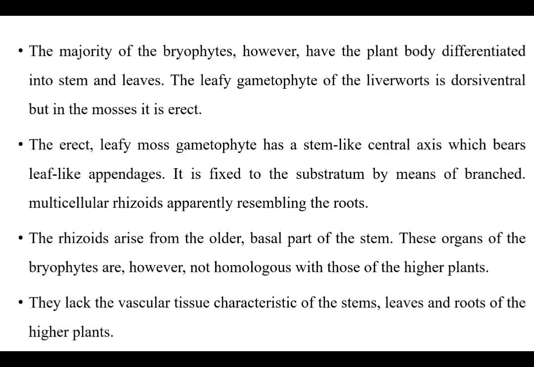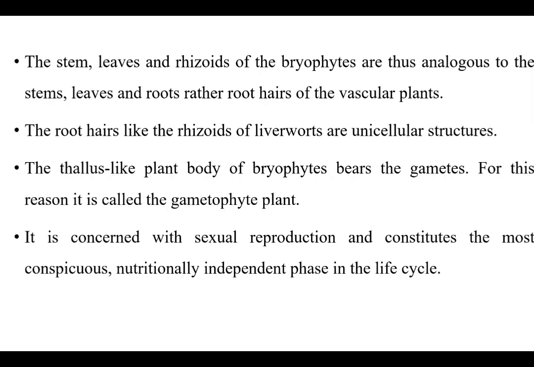Some higher groups of bryophytes, that is moss bryophytes, have a leafy thallus. They have leaf-like structures, stem-like structures, and multicellular rhizoids. So these types of structures are found in some advanced classes of bryophyte. But in lower groups, the body is generally a thallus. They lack any leaf-like or stem-like structure. The stem, leaves and rhizoid-like structures are present only in the higher groups of bryophytes.